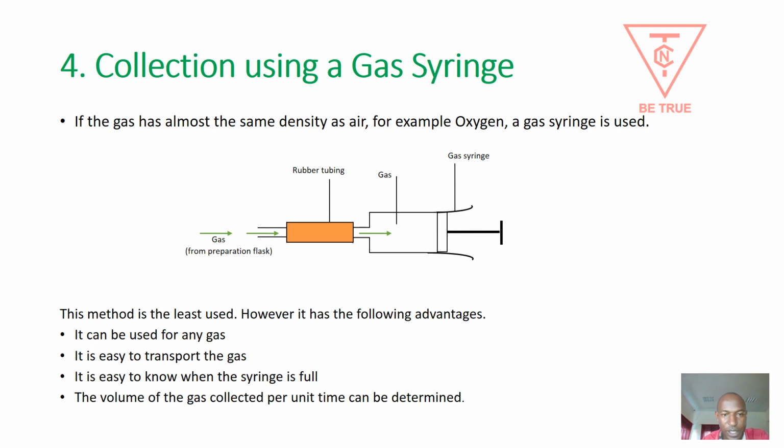This method, as you can see, from the delivery tube, the gas enters the gas syringe as shown by the green arrows in the diagram, and it pushes the plunger of the gas syringe, or we can call it a piston. Here we can have our sample of gas collected in the syringe, even kept, and it can even be transferred. This method is the least used one because it's not as easy as the other three methods we have seen, but it has the following advantages.